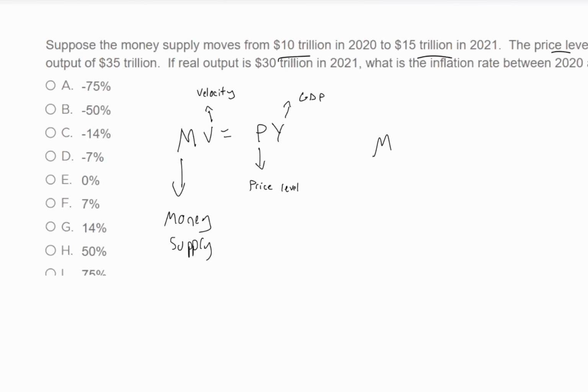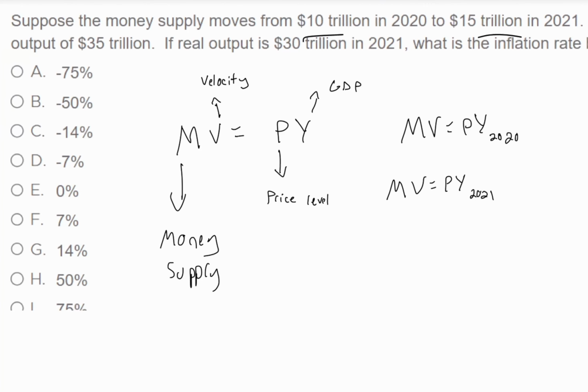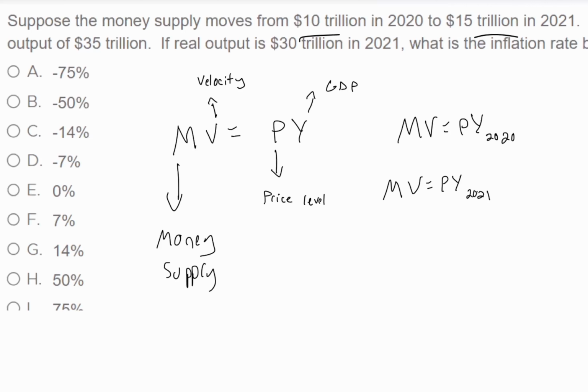So we want to do MV equal to PY of 2020. Can you see this? Well, it's kind of messy. Let's rewrite it. MV is equal to PY for 2020, and we have MV is equal to PY for 2021. So let's look at this now, calculating by plugging in values, figuring out what we need and what we don't need.